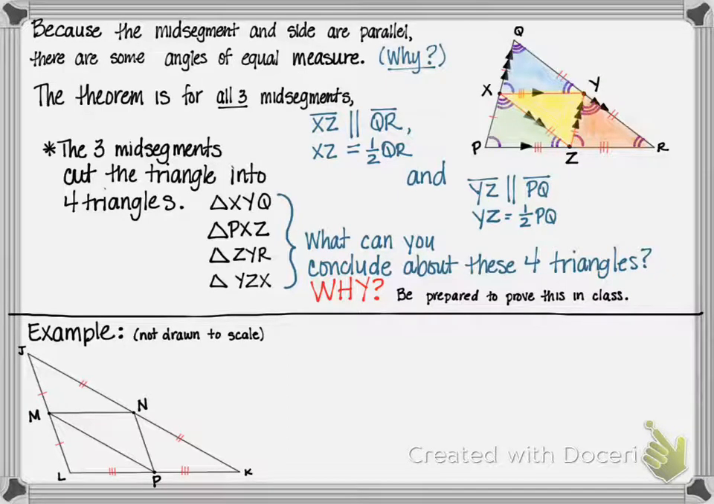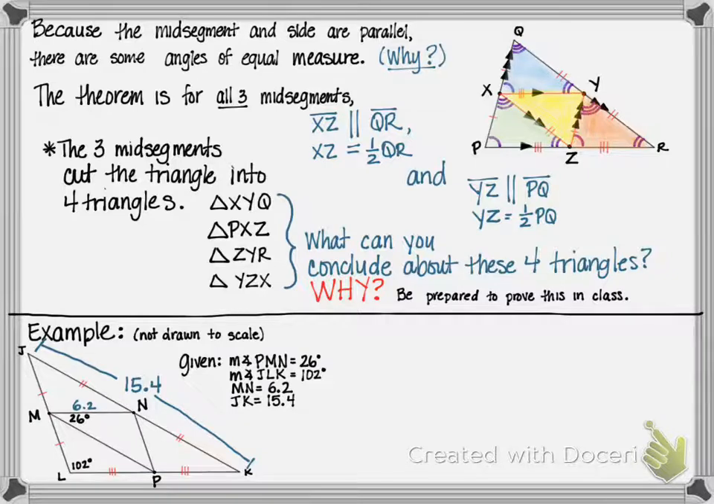Let's look at an example of how we can use the Triangle Midsegment Theorem for computations. So we have this triangle with its three midsegments, and here's some data. The measure of angle PMN is 26, the measure of angle JLK is 102, the measure of the midsegment MN is 6.2, and the measure of the midsegment JK is 15.4.